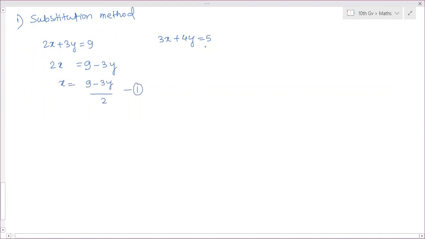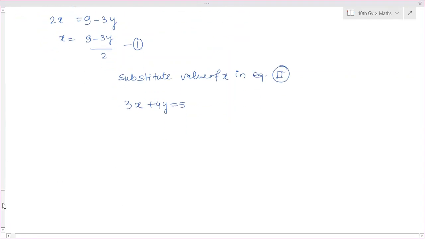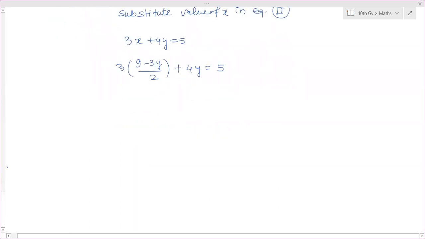Now consider this as equation 1 and the other as equation 2. Substitute the value of x in equation 2. Equation 2 is 3x plus 4y is equal to 5. In place of x, we substitute the value of x which we got from equation 1: 3 into (9 minus 3y) by 2 plus 4y is equal to 5. Now the equation is in one variable, so start solving it. We multiply 3 inside: (27 minus 9y) by 2 plus 4y is equal to 5.